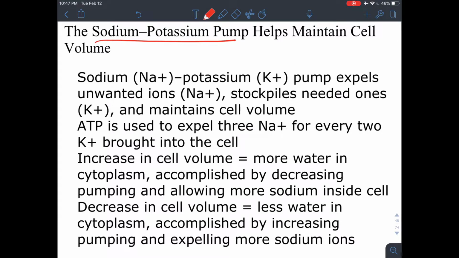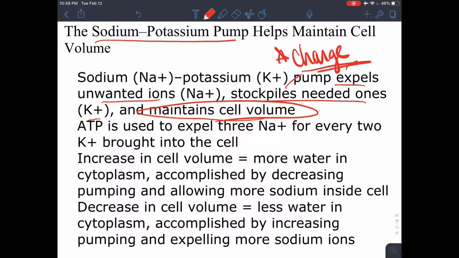The sodium-potassium pump expels unwanted ions, stockpiles the needed ones, and helps us maintain cell volume, right? When they're talking about expelling and stockpiling of ions, they're talking about charge. It allows us to change the charge in the cell, which will become important later when we're talking about action potential in muscles and neurons, okay? So this is one of the mechanisms we use to control cell volume and charge.